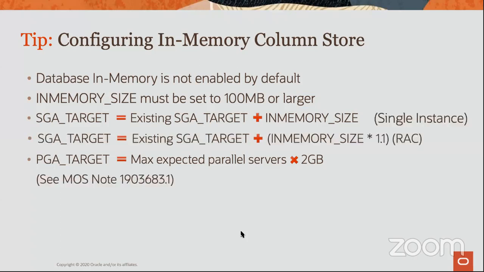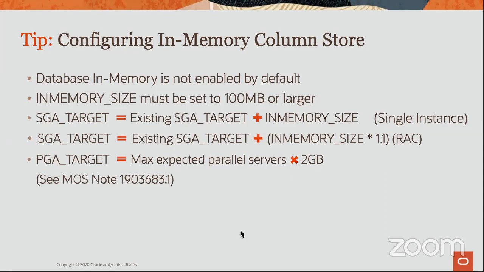In addition to that, on RAC, we also recommend adding an additional 10% based on the in-memory size for shared pool memory, because we do keep track in RAC of some of the column store IMCUs across the RAC cluster within the shared pool.